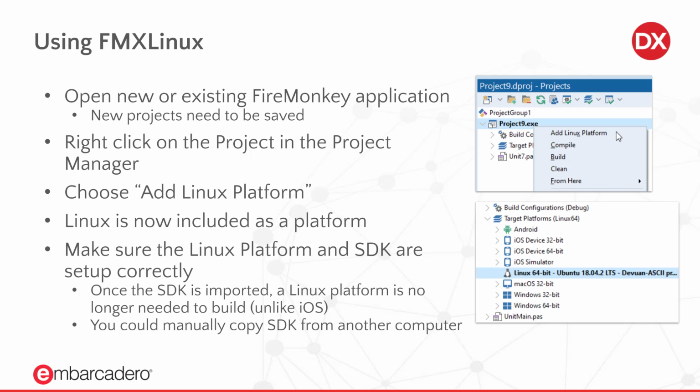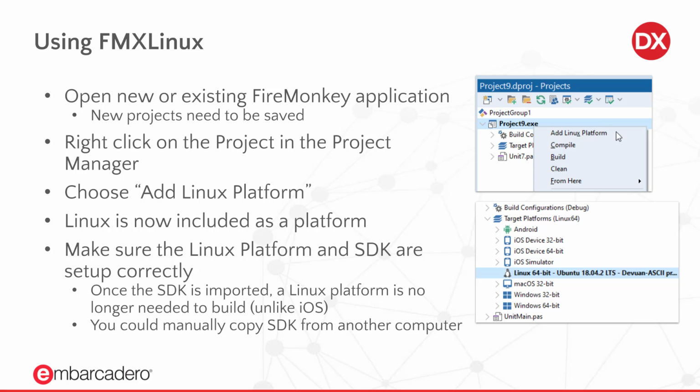So to use it, you create a new FireMonkey application or take an existing FireMonkey application and you right-click on the project file. And you'll have an option in there that says Add Linux Platform. If that option is not there, then maybe you don't have FMX Linux installed, or it might be a VCL project, I suppose, or it might already be installed. So those are the things to check.